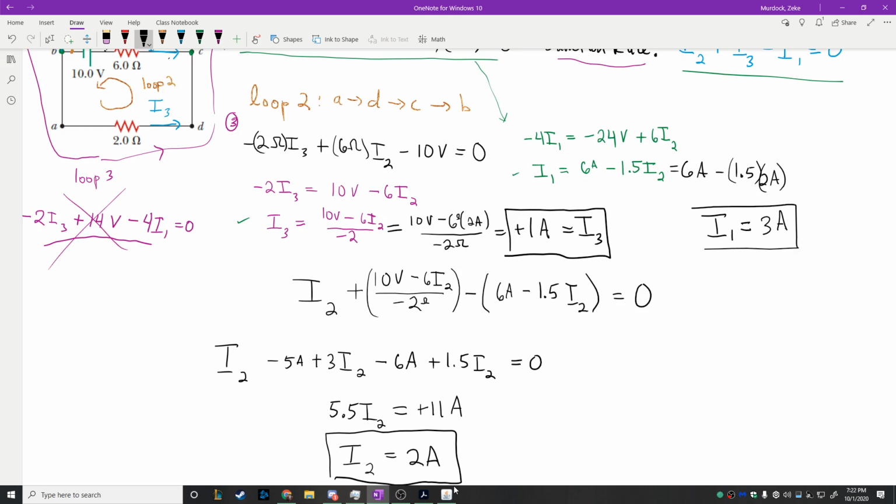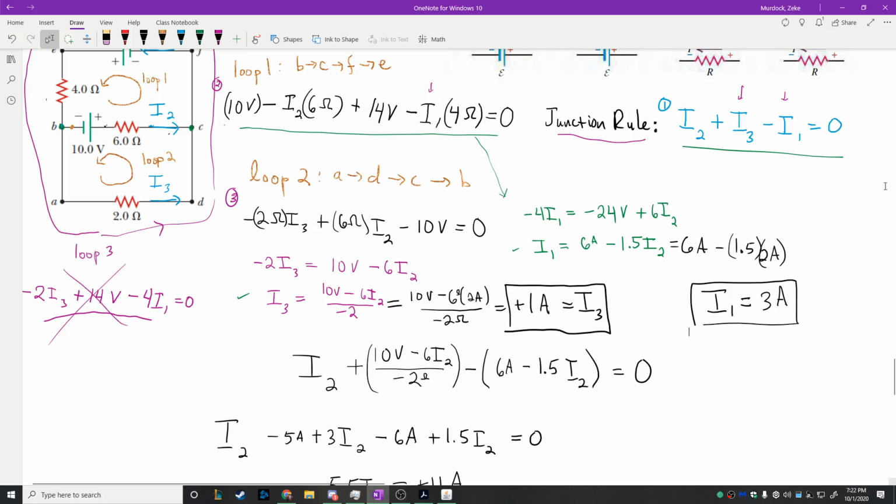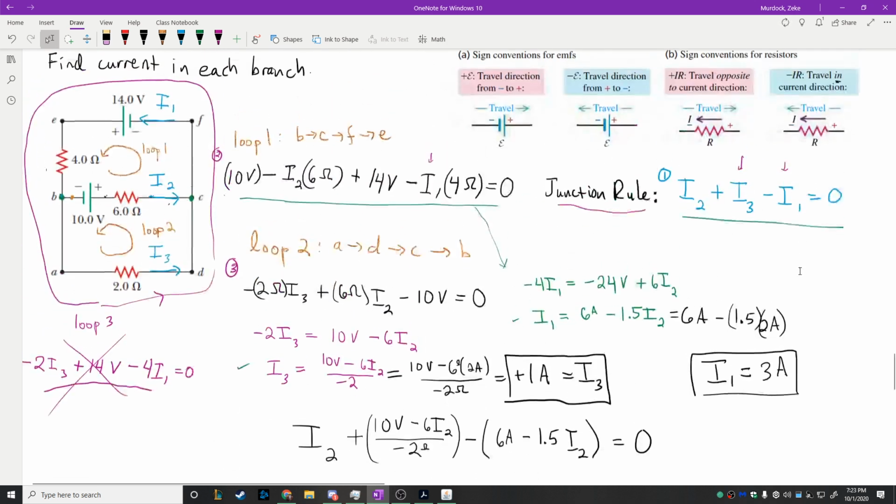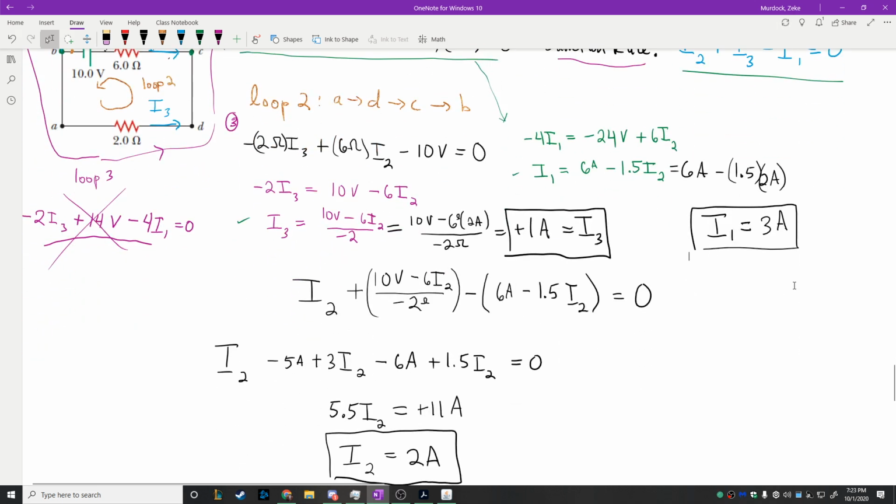And then we can go back and check. We originally stated that if we did I2 plus I3 minus I1, you should get 0. So I3 is 1, plus I2 is 2, minus 3, you get 0. So we fixed this one. Those are our answers. If this was an exam, I'd have you write them like a column like this: I1 is 3 amps, I2 is 2 amps, I3 is 1 amp.